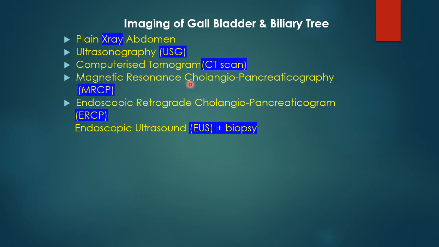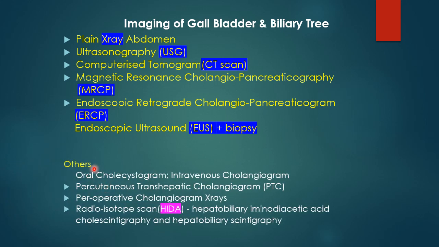Next is the magnetic resonance cholangiopancreatography, which is an MRI investigation, in short known as MRCP, which is a good method to identify the biliary ducts. Then the endoscopic retrograde cholangiopancreatogram, in short ERCP, which is a radiological investigation, and it has become a very important investigation these days. And the last is endoscopic ultrasound, EUS, which also can be used to biopsy lesions near the lower end of the bile ducts.